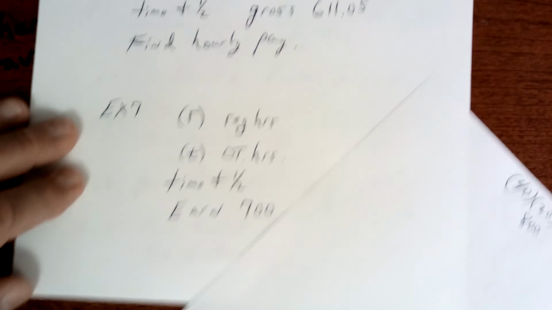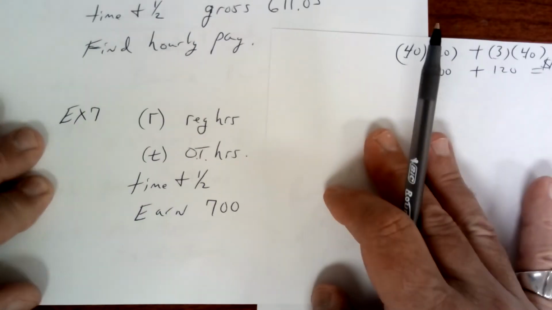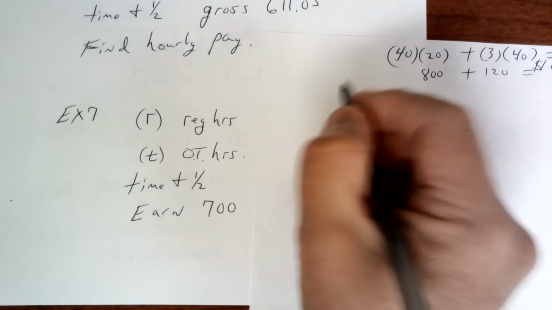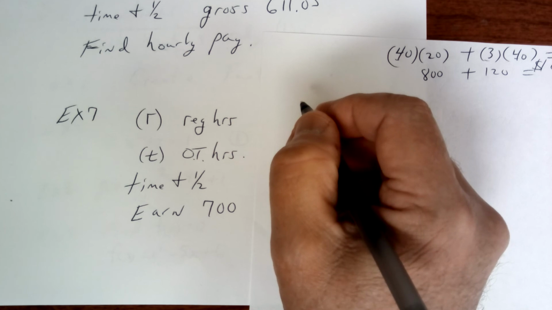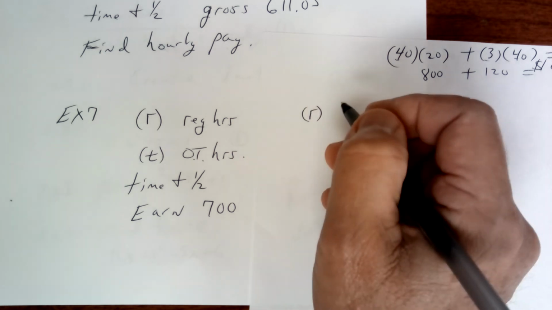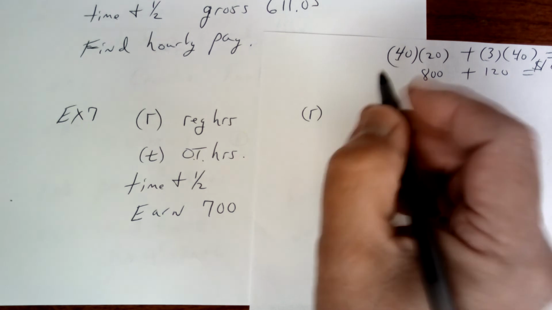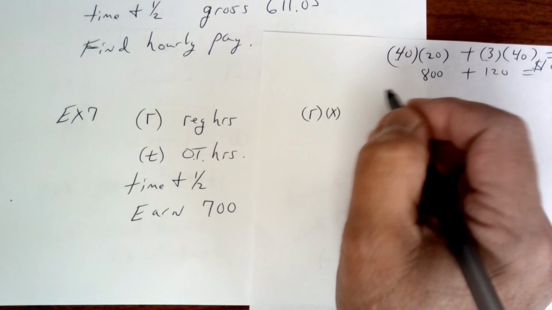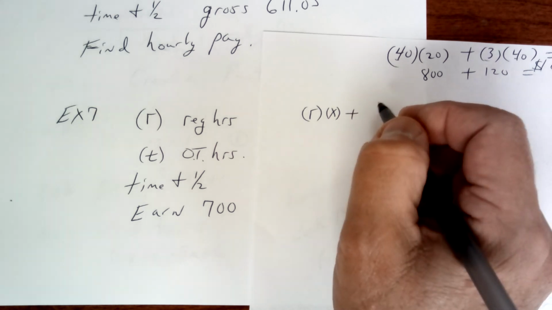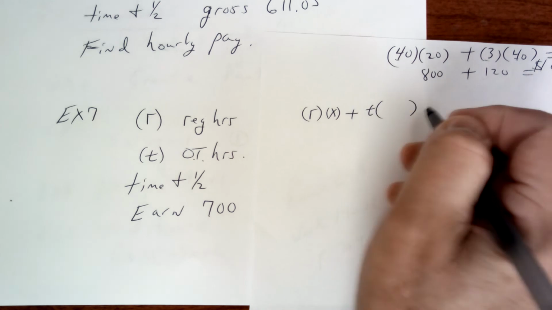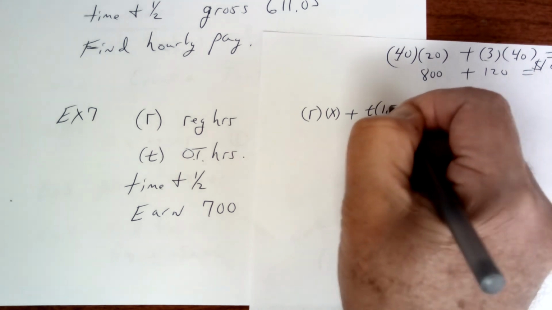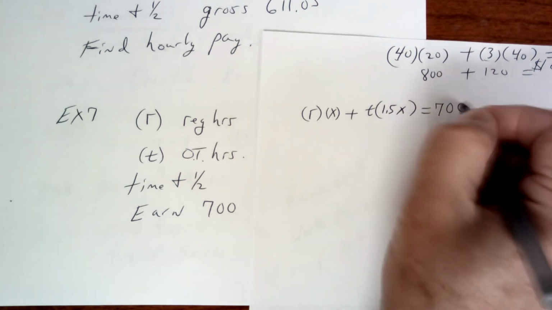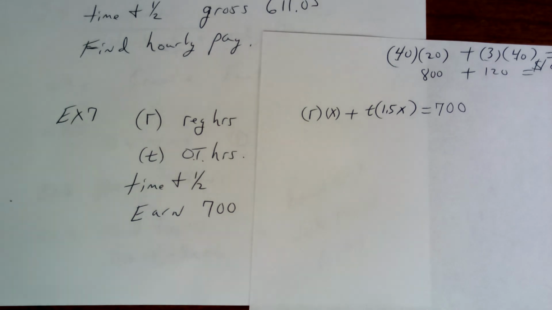Okay, let's take a look at this one. So you have R regular hours. Copy that down. So R is your hours, times some hourly amount, which we don't know. Plus you have your overtime hours. You get paid time and a half, so that's 1.5 times your hourly rate, which is X, is equal to 700. There's the formula. So if you get stuck, again, go back to this problem here.